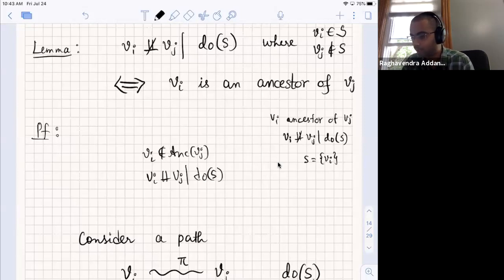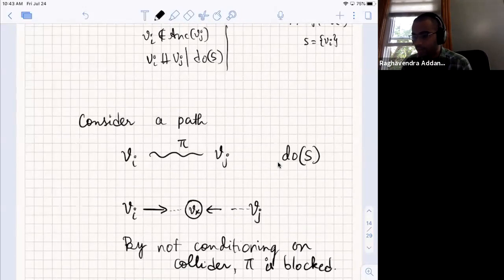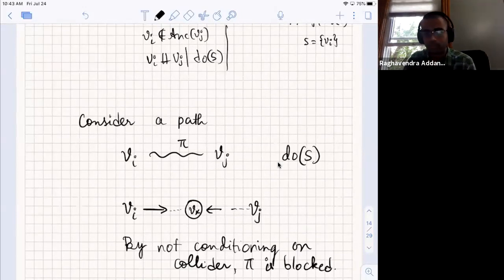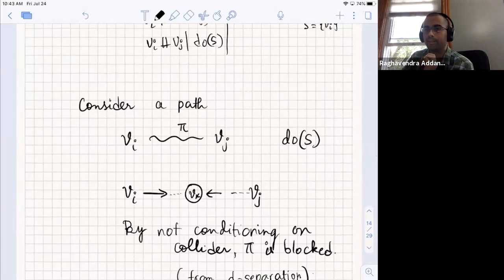Now if Vi is not an ancestor of Vj, we want to show they are independent. This is the other claim. So consider a path between Vi and Vj, and we know that this is not a directed path from Vi to Vj. And we are considering an interventional distribution S, which contains Vi. So the latent effects on Vi are no longer there. In this path, because we have intervened on Vi, all the edges incident on Vi in the mutilated graph are outgoing edges.